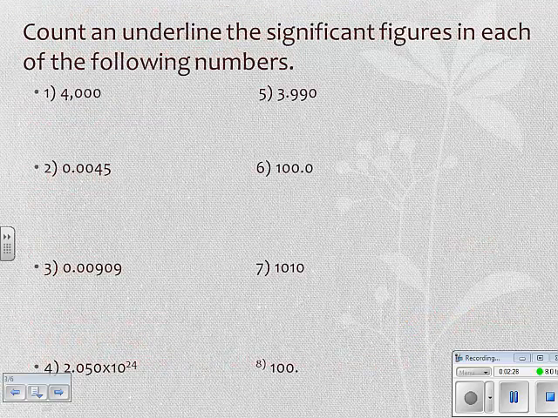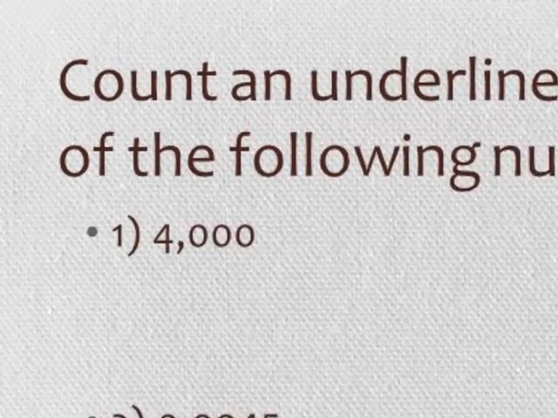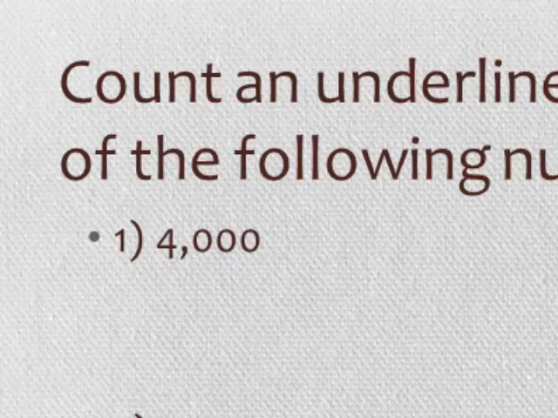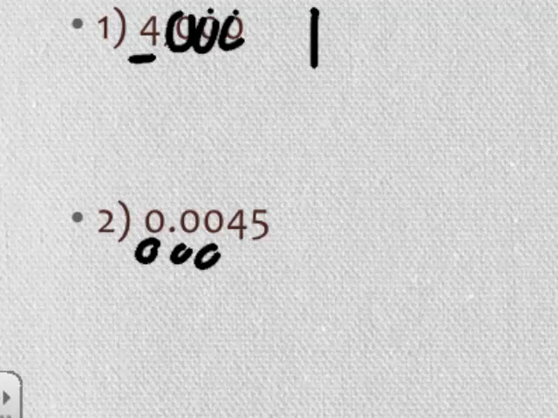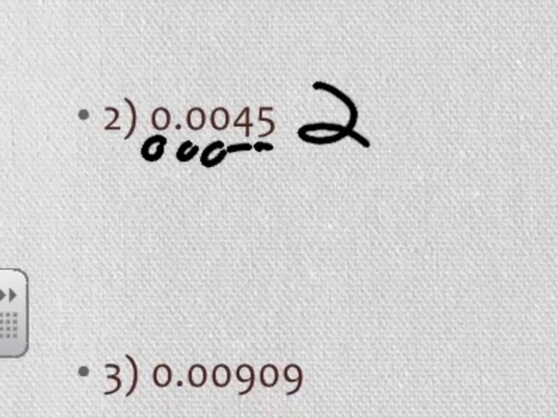Next, let's go ahead and practice. I'm going to do these first 4 for you. When I'm done, I want you to pause and work on numbers 5 through 8. So count and underline the sig figs in each of the following numbers. So 4,000. These zeros are trailing zeros, and there is no decimal, so there's only 1 sig fig there. So 1. 0.0045. These are leading zeros, so they don't matter. The only sig figs are 4 and 5. So this has 2 significant figures.